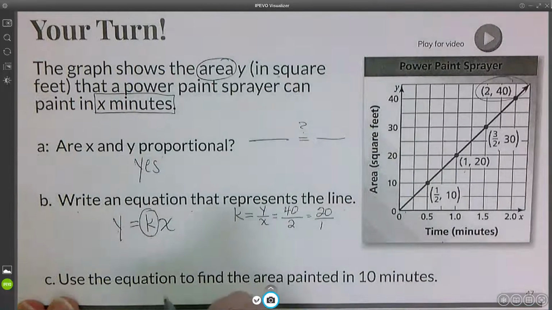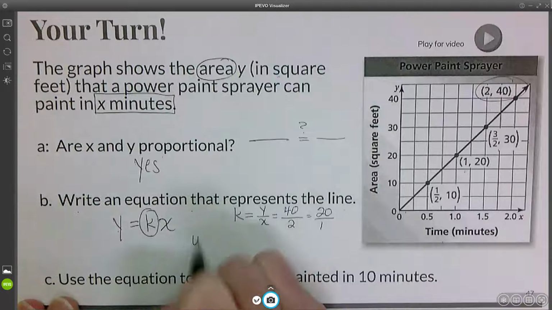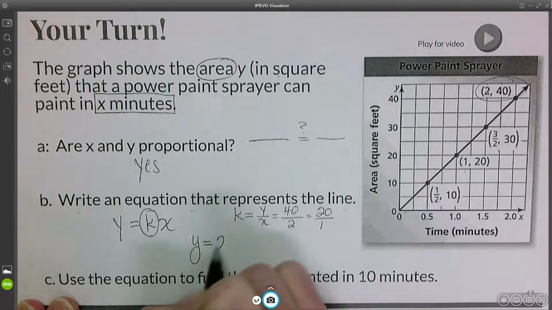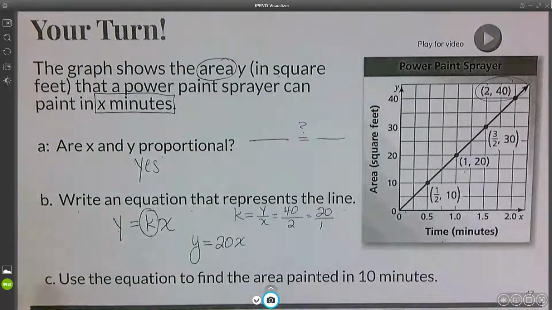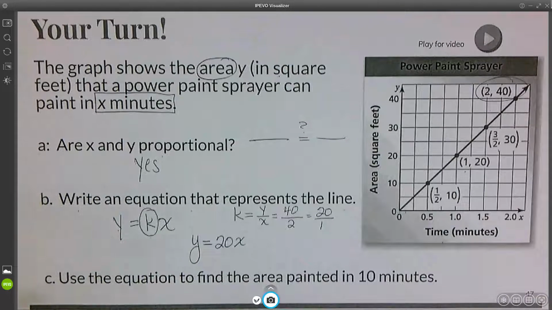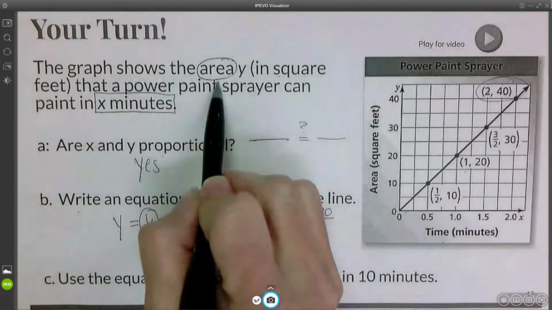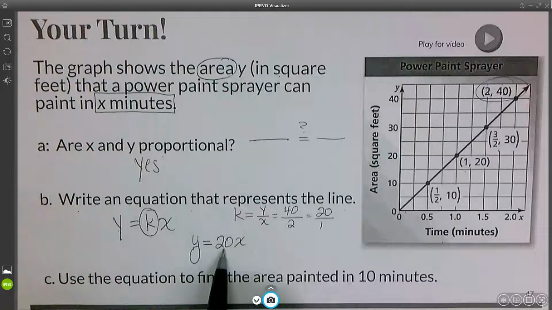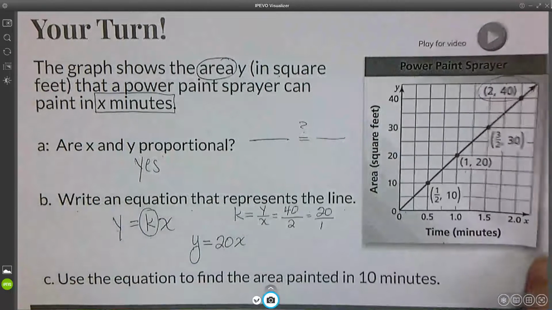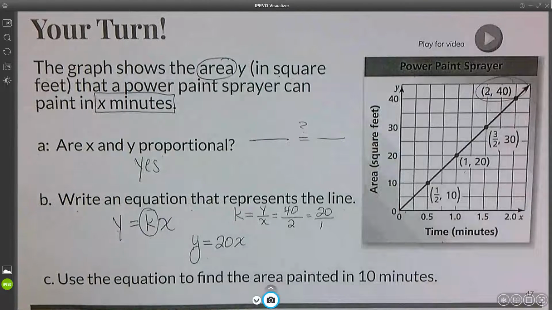If you want to leave it as a fraction, you can. So that means y is equal to 20x, 20 times x. So what does this equation mean? Y, or the area covered, is equal to 20 times the number of minutes that the power paint sprayer is on. So now C is asking me to use this equation to find the area painted in 10 minutes.